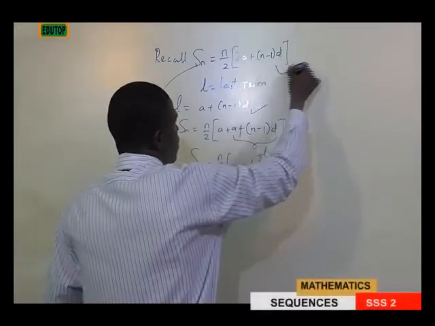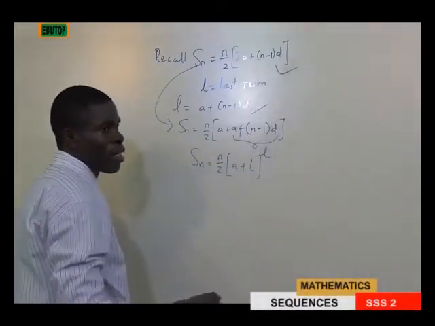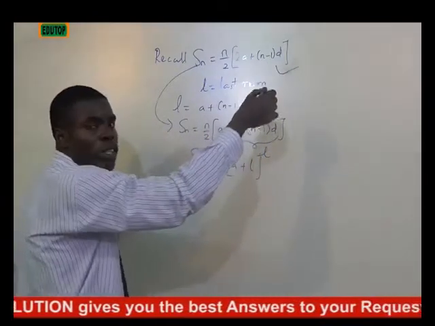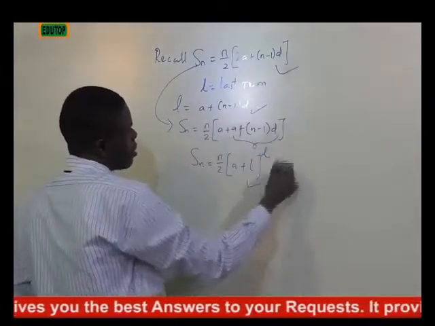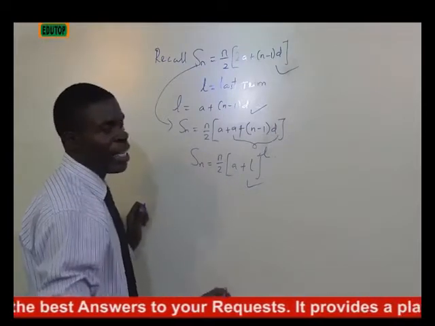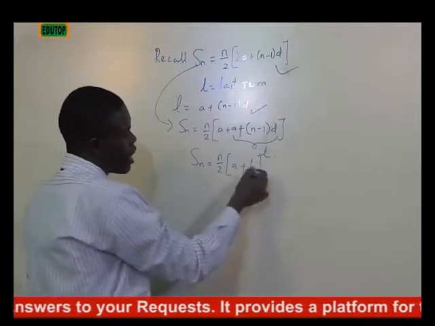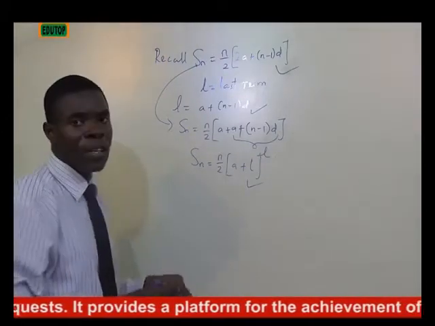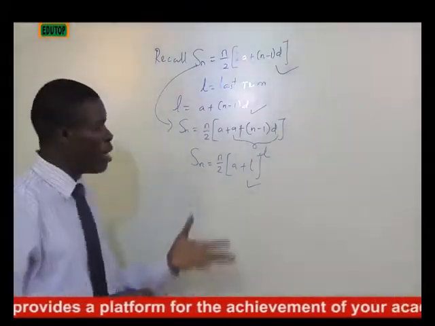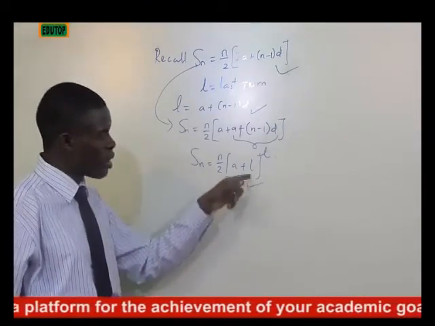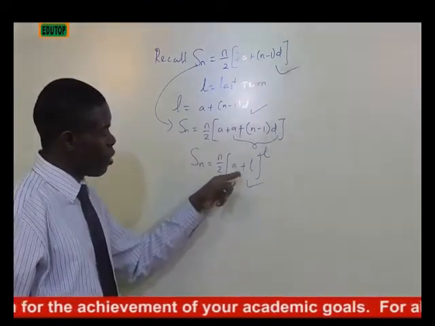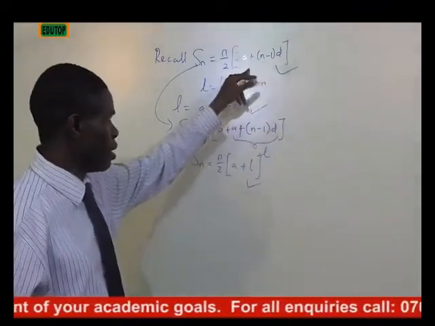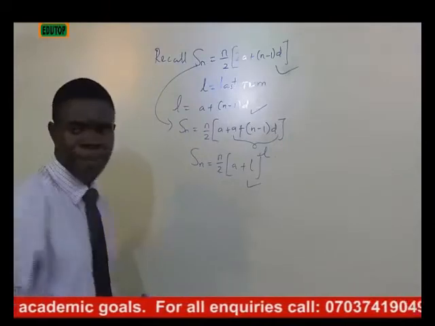This is important and useful when the last term is given, because the last term is incorporated here. So it depends on the way the question is structured. If the question is structured on the last term, this formula will be used. But if the question is not structured on the last term, then this is the formula for the sum.